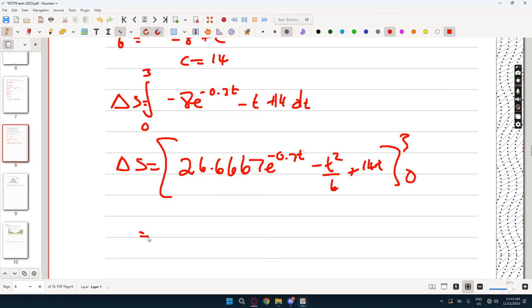And that's 26.67 e to the minus 0.3 times 3 minus 9 on 2 plus 14 on 3 minus 26.667, and that's 21.675.